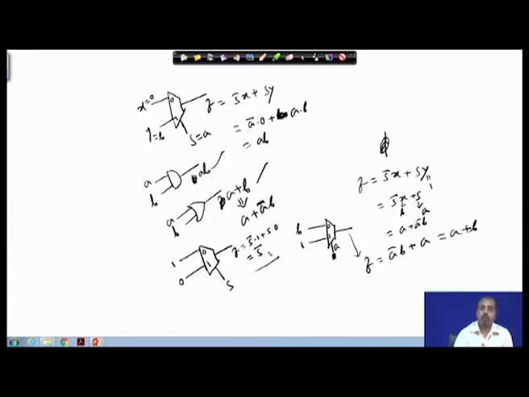So, this 2:1 multiplexer is also a universal logic element. It can realize all the logic circuits that we can think about. Okay. So, this is another universal logic element. Apart from the NAND gate and NOR gate that we have seen, this 2:1 multiplexer is also a universal logic element.